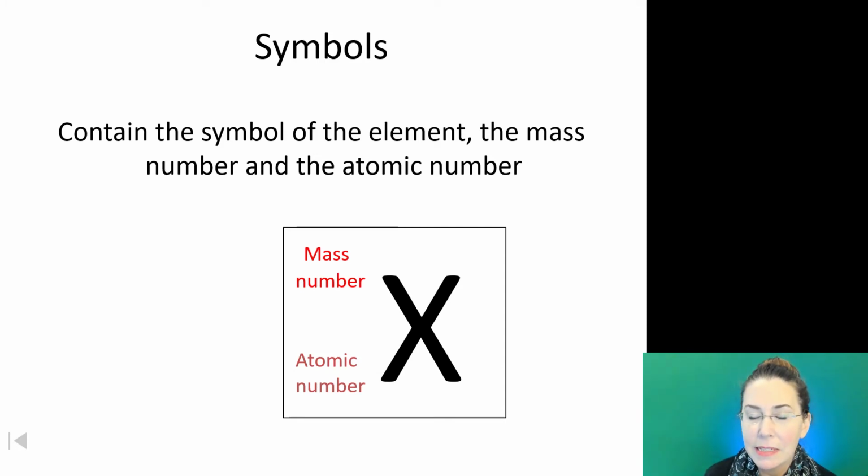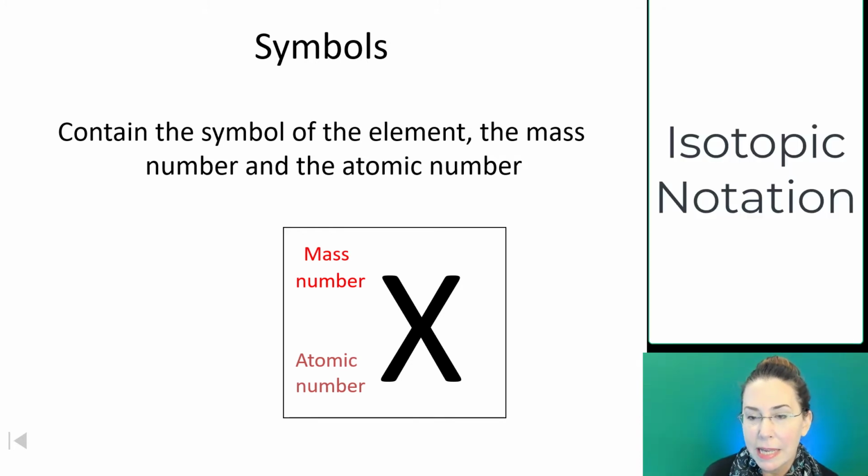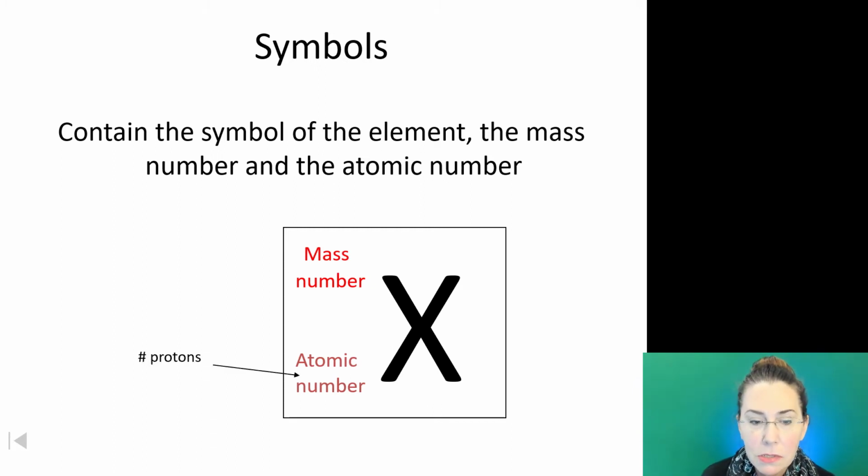Generally, when we write the symbol for an element, we write it using something called isotopic notation. The symbol for the element is the letter-based symbol with the mass number and the atomic number. Sometimes that number on top could be the atomic mass. You might see it written either way. So remember, your atomic number is your protons, your mass number is your protons and your neutrons.